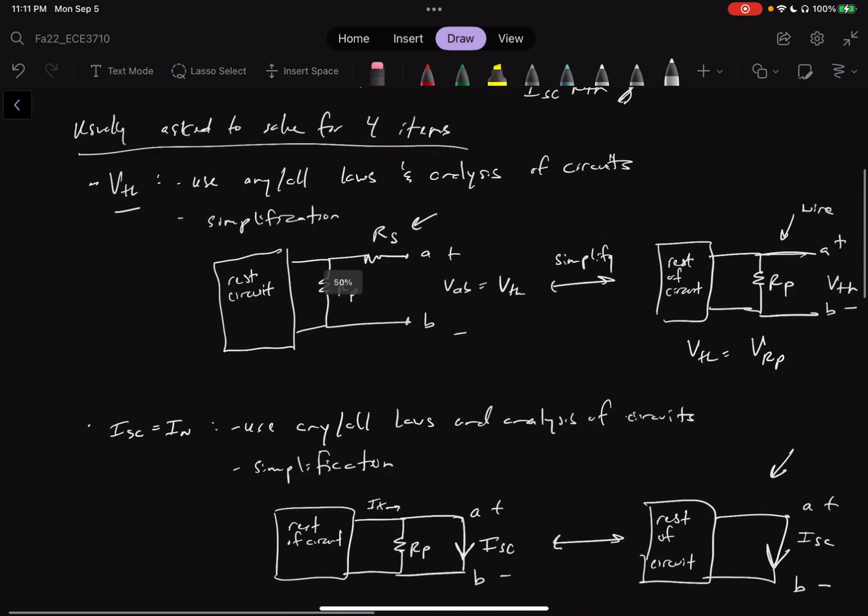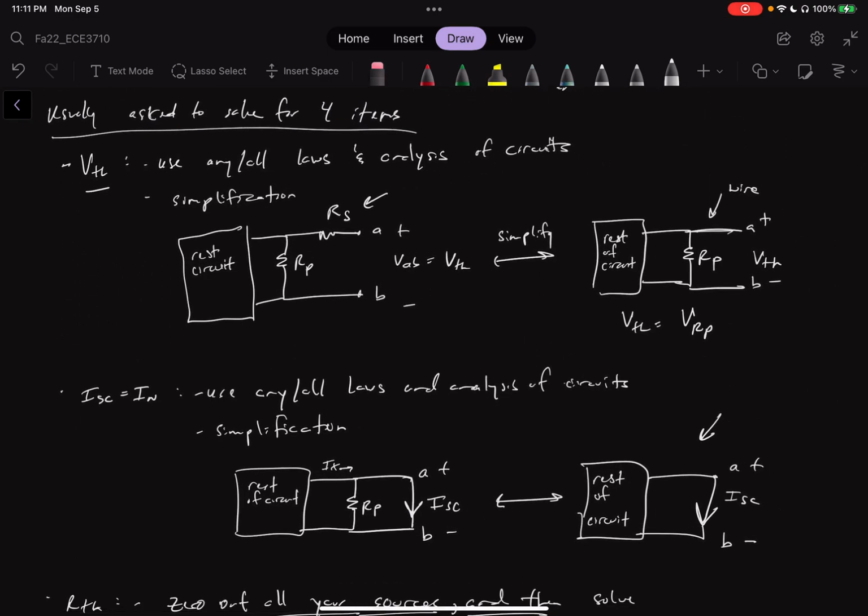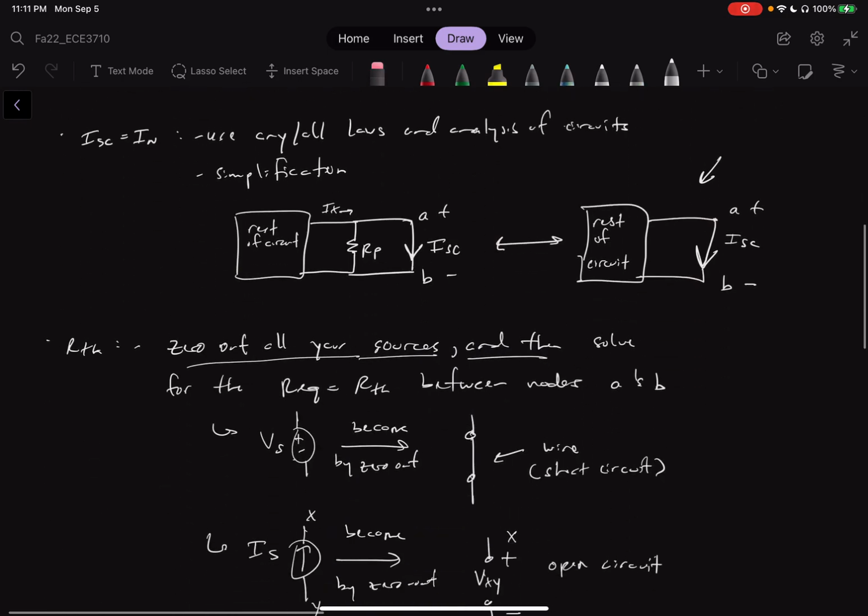Now, in exams or homeworks, wherever you go in undergrad or grad school, you will have to find V Thevenin, where you can use any or all the laws and analyses taught in circuits like Ohm's law, voltage divider law, current divider law, Kirchhoff's voltage law, Kirchhoff's current law, mesh and node. You can use those to solve for V Thevenin. You can also use a simplification where if you have an R in series to your open circuit voltage, you can replace that with the wire. You can solve for the short circuit current or the Norton current. Again, use any laws or analyses. You can also use a simplification where you replace a resistor that's in parallel to the short circuit current by just removing it.